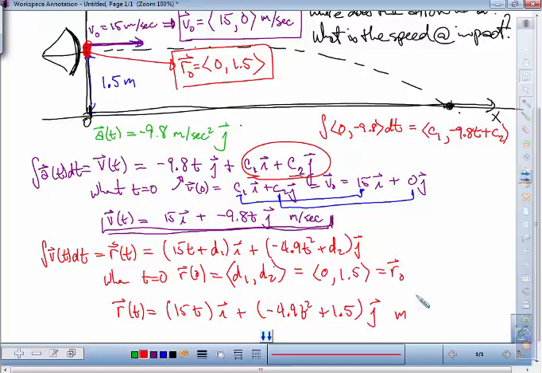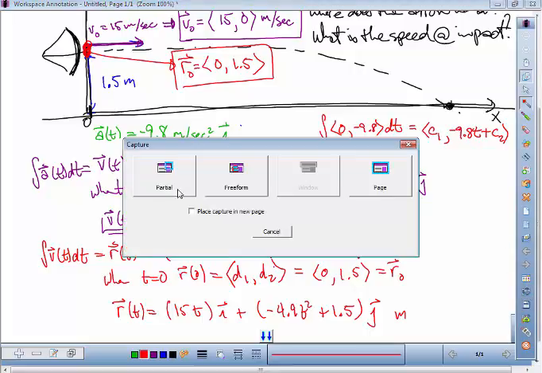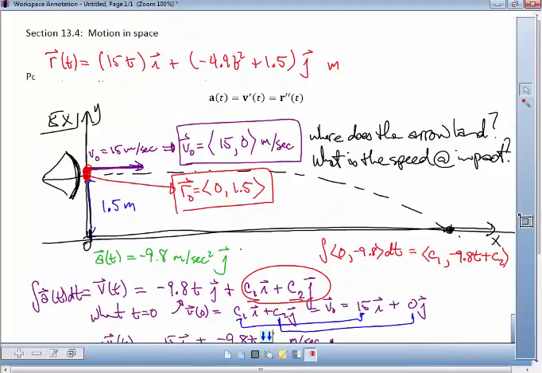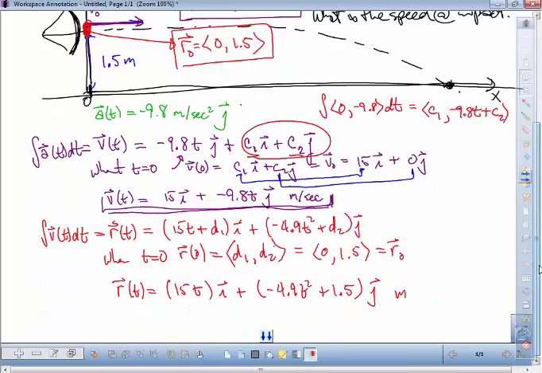Okay. So now we can answer the question: when is this going to hit the ground? And then how fast is it going at impact? I'm out of space, so I need to take this to the next page.